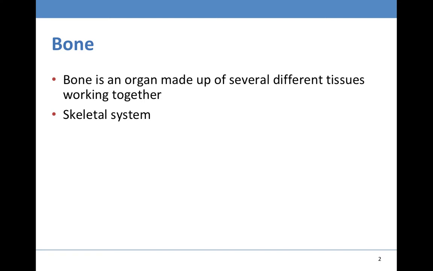Bone is an organ made up of several different tissues. These tissues are going to work together. So the tissues that will work together are bone, cartilage, dense connective tissue, epithelium, various blood-forming tissues, adipose tissue, and nervous tissue. So many of these are the tissues that we learned and studied about in Chapter 5, and they all come together to form bone. Each individual bone is an organ, and along with these bones and the cartilage, this will make up our skeletal system.